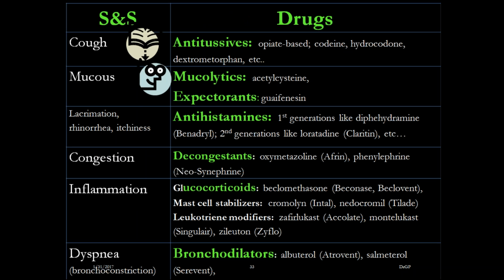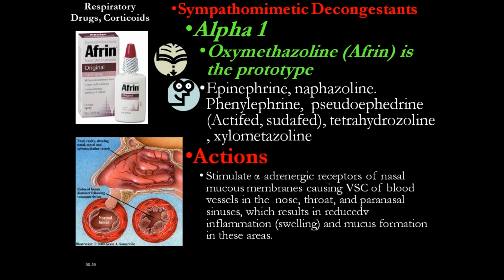Okay, so this is a summary of what we were talking about previously. Let's talk about alpha-1. We have oxymetazoline, that is the prototype. Pseudoephedrine, another one. If you see pseudoephedrine, phenylephrine, those are over the counter, and these have some effect as alpha-1 vasoconstrictors.